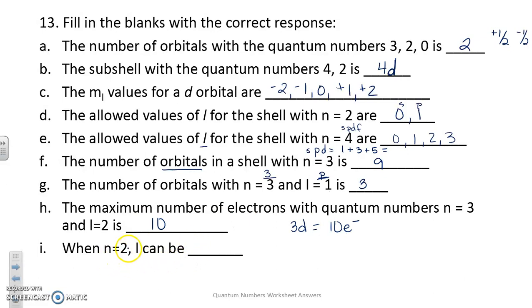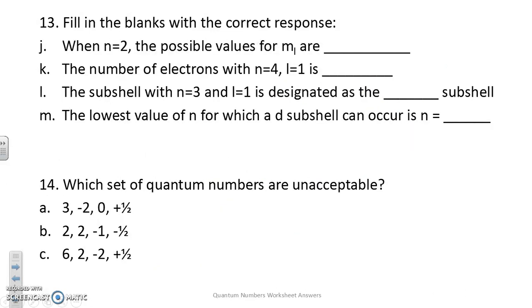Now letter I. When N equals 2, L can be what? In the second energy level, L can be S or it can be P. So L would be 0 or it would be 1. Remember, if you're coming across these and you're like, what? Just put a question next to them, okay? Fill in the blanks. Again, J, when N is equal to 2, the possible values for M sub L. When N is equal to 2, you can have S or P sublevels. S is 0, P is 1.